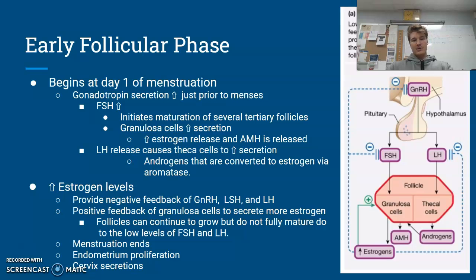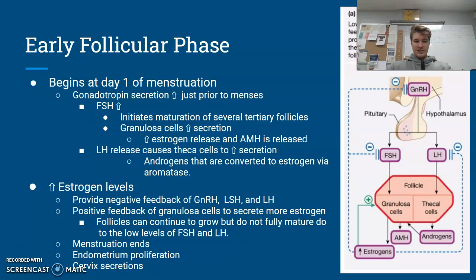With increased FSH, we see granulosa cells increase their secretions, and they secrete estrogen. They also secrete anti-Mullerian hormone, which in this case is preventing more follicles from maturing. So we just have this one set of tertiary follicles that start to mature and no more.